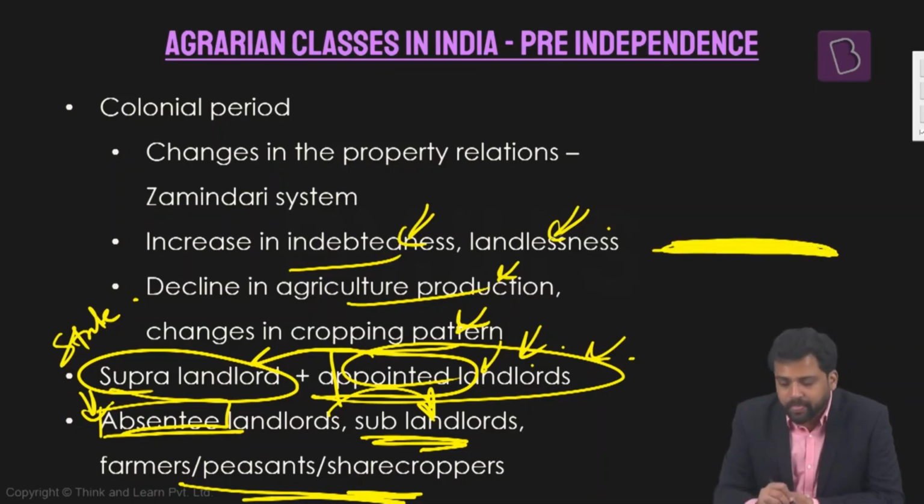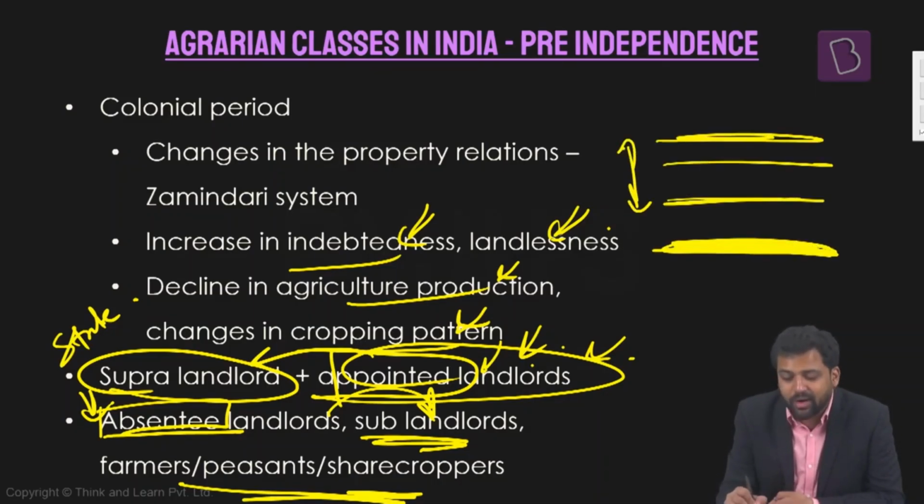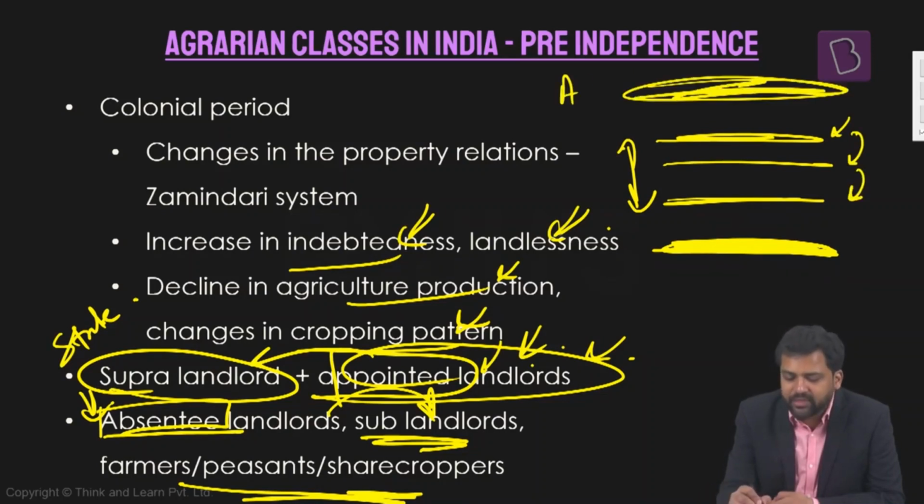So let's say the farmers and sharecroppers are here. They are the ones who are cultivating the land. In between, you might have multiple sub-landlords. So one sub-landlord is now sub-renting the land. Then another sub-landlord is there who's again further sub-renting it. And then you have some of these absentee landlords here. And then you have the state here, the supra landlord.